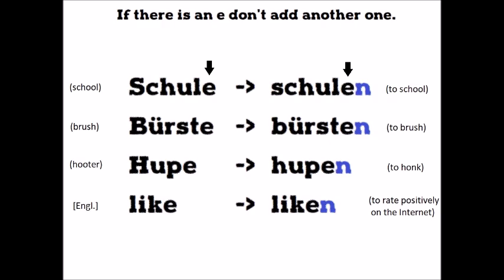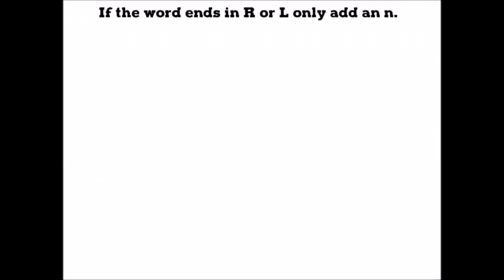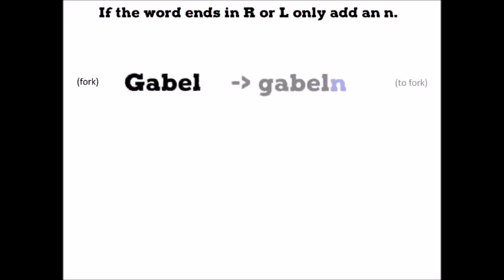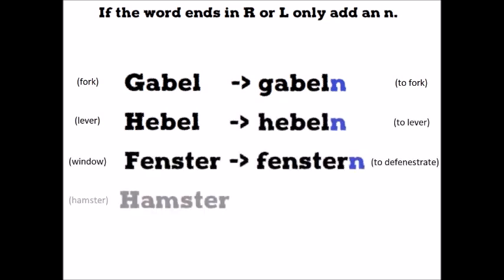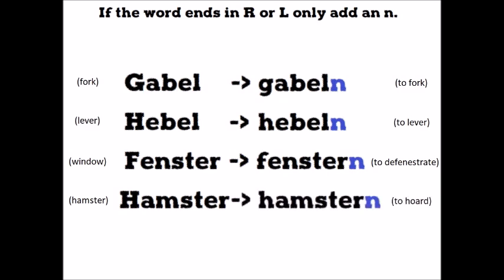Should the word end in an L or R, you also just add an N. For example, Gabel, gabeln, Hebel, hebeln, Fenster, fenstern, Hamster, hamstern.